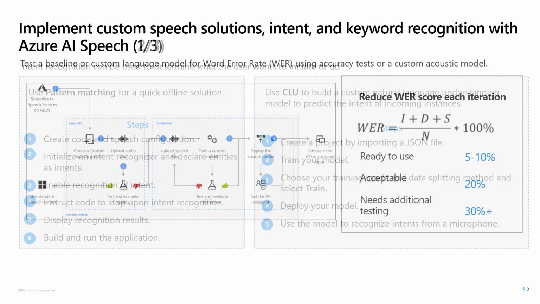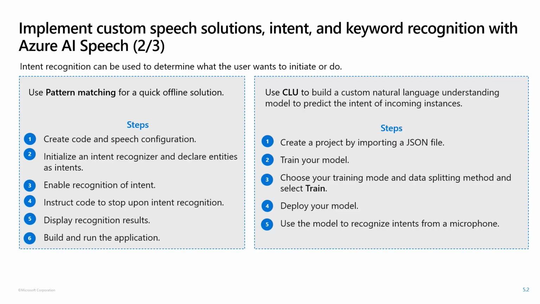Take some time to explore how pattern matching can be used for quick offline intent recognition, including how to set up your code, configure speech settings, and declare entities as intents. On the other side, get familiar with using custom language understanding, or CLU, to build more advanced models that predict user intent.